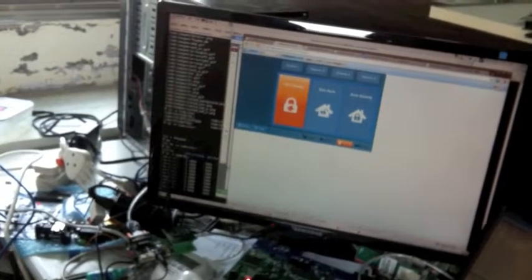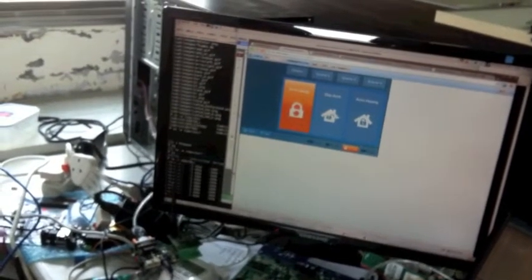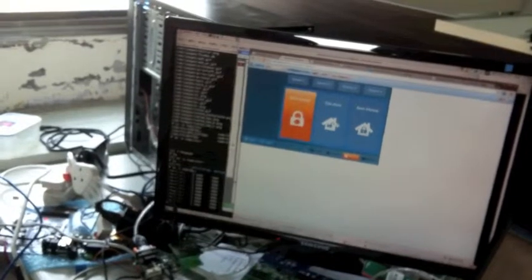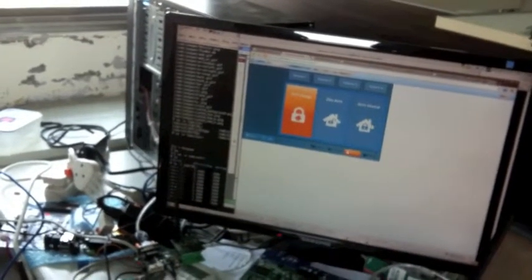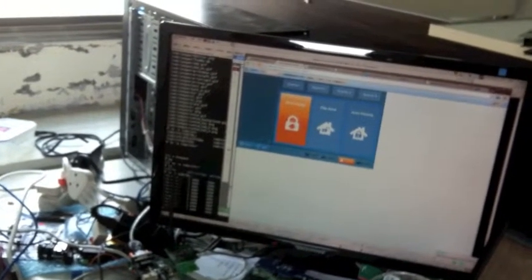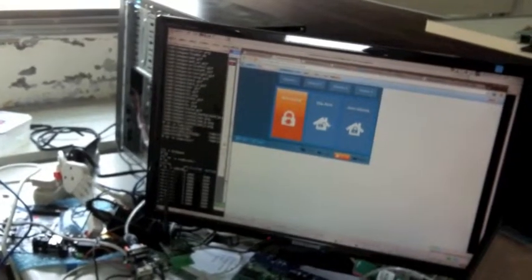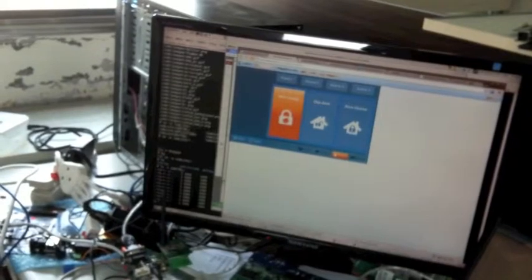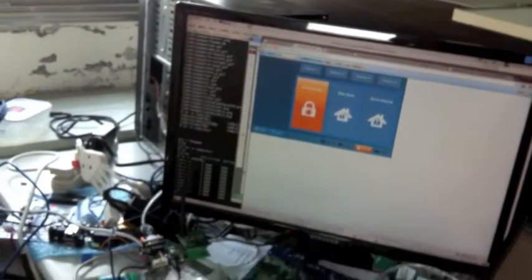And this is a security section, so we can set the system as on, disarm, or home mode. So in the alarm mode, if any of the 30 sensors triggers, it will send out the SMS, and or siren, and or email.